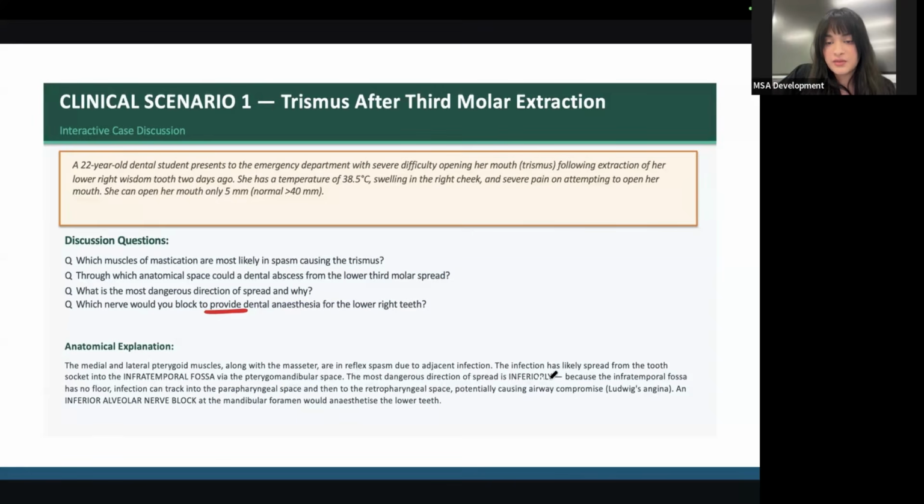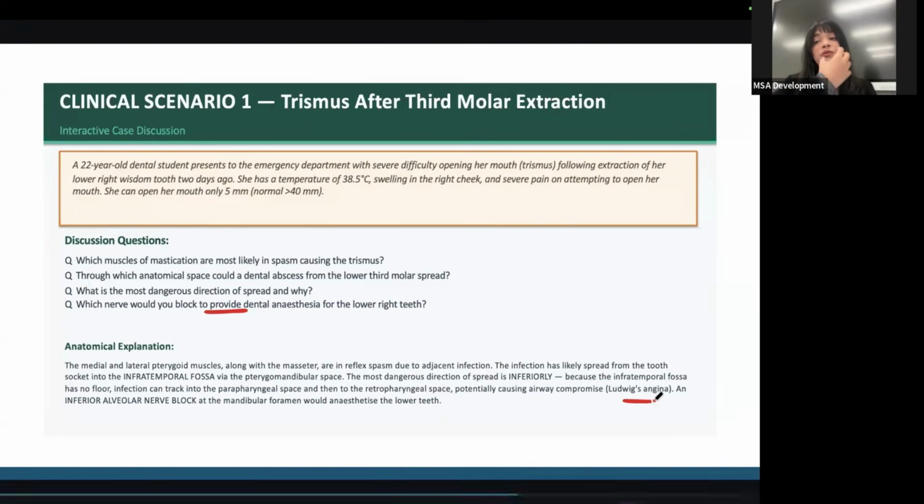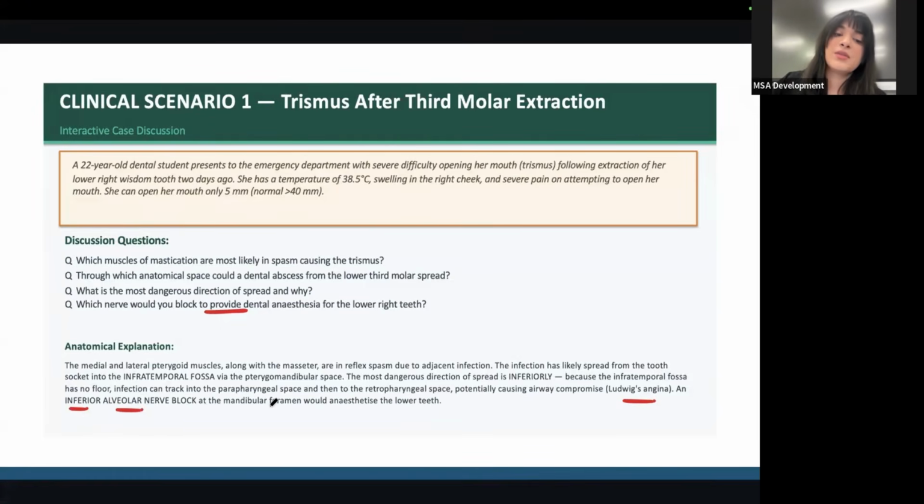The most dangerous direction of spread is inferiorly because the infratemporal fossa has no floor. The infection can track into the parapharyngeal and then to the retropharyngeal space. We just talked about Ludwig's angina. It's going to cause swelling, and then the tongue moves backward. The person cannot breathe. So an inferior alveolar nerve block at the mandibular foramen would anesthetize the lower teeth.